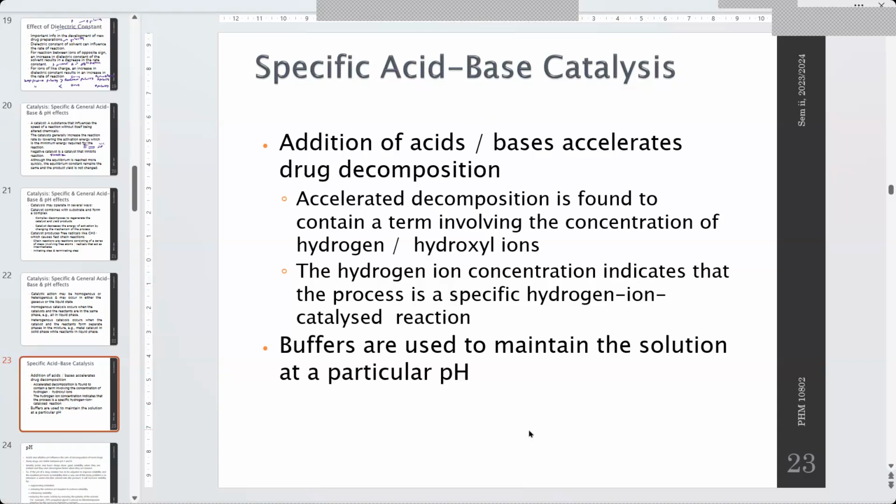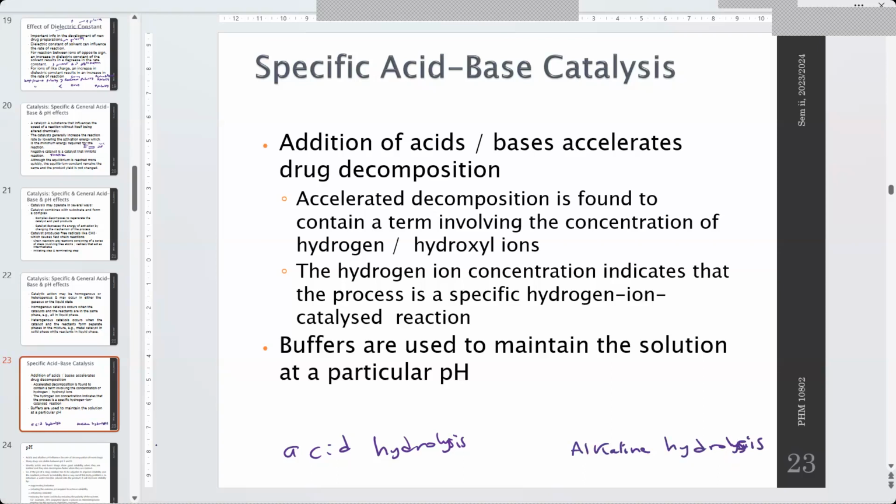For examples, we may do acid hydrolysis or alkaline hydrolysis. So you may hydrolyze your compound by acid hydrolysis, which means that the hydrolysis reaction will be catalyzed in the presence of acids. And there is alkaline hydrolysis, which means that you add alkali, then you speed up the hydrolysis of your compound in the alkaline medium.